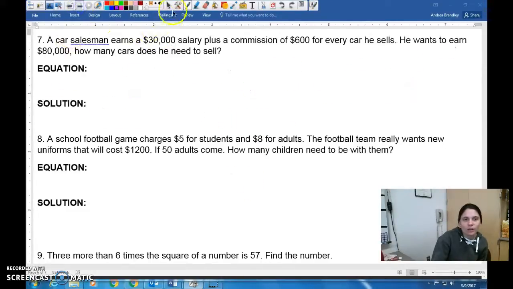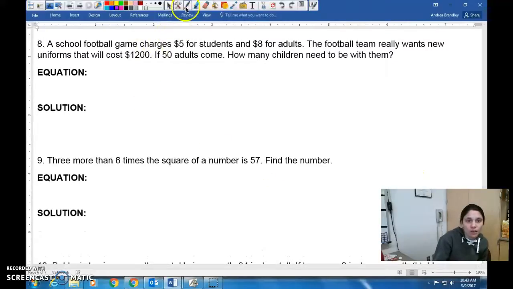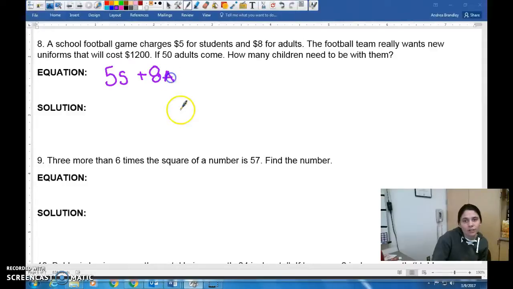Number 8, we're talking about a school football game. So the school charges $5 for students and $8 for adults. So I don't know if it's going to tell me how many students or how many adults yet, but I'm just going to use variables for now. So S for students plus 8, A for adults. And the football team really wants new uniforms that cost $1,200. If 50 adults come, so right there it told me my A is 50. How many children, or students I should say, need to be with them?